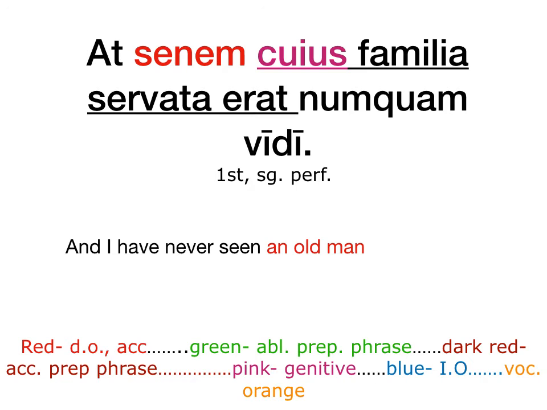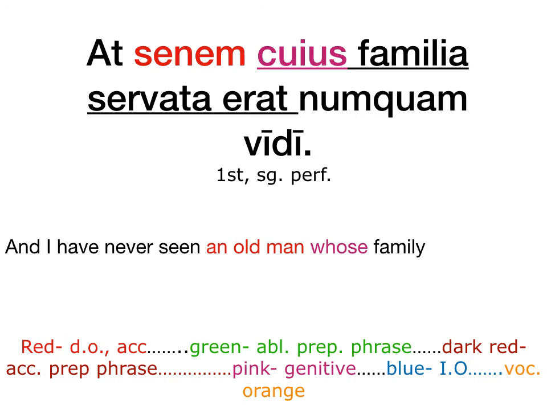And then starting with cuius, we're going into a relative clause. So whose, I'm just going to translate cuius as whose, because it's genitive, and that's how we translate cuius. Quorum? Genitive plural is quorum or quarum. Whose family? Whose subject?